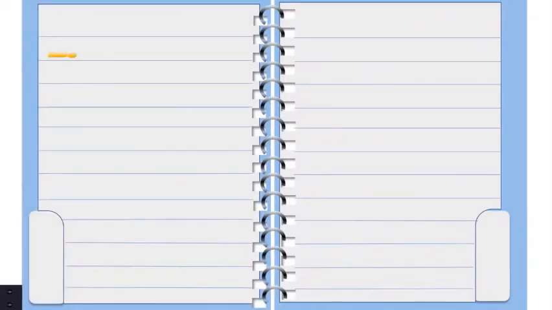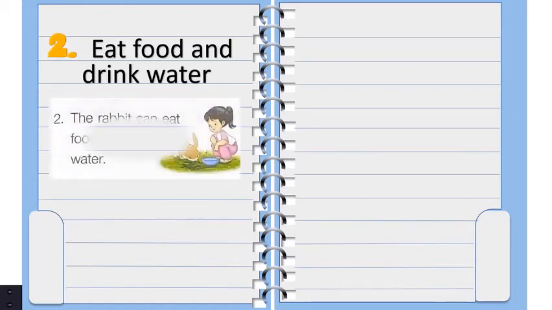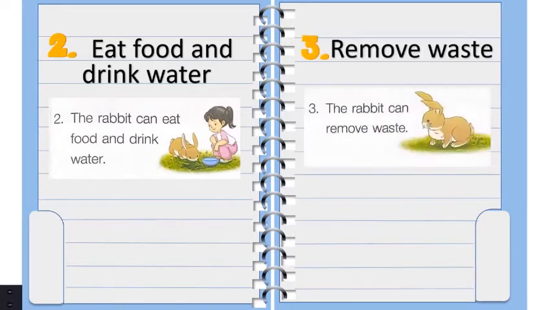Number 2, living things can eat food and drink water. Look at the rabbit. The rabbit is eating grass and drinking water. Number 3, remove waste. Waste is a body solid waste that came from eating food. Living things such as people and animals usually remove waste after eating. Look at the rabbit. The rabbit can remove waste. It is a living thing.